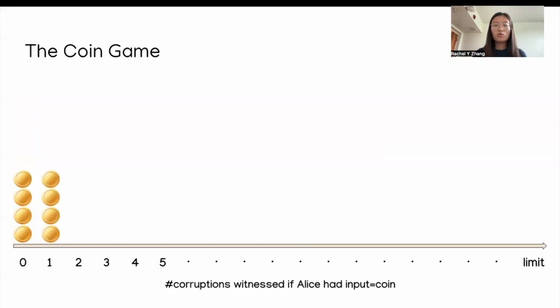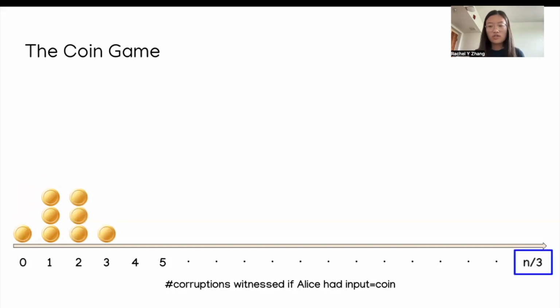After one time step, some of the coins might move up to 1 because the message that Bob received didn't really match what Alice was supposed to send. And another time step, some more coins move up, and so on. Okay, so let's talk about the size of the board. The size of the board is like the corruption limit, so how many corruptions we hope to fend against.